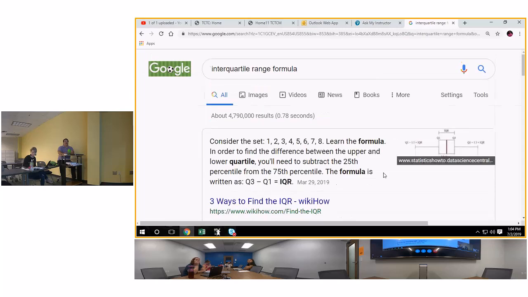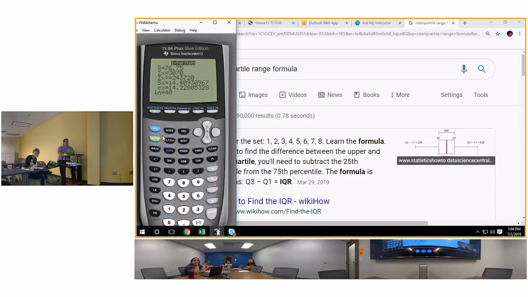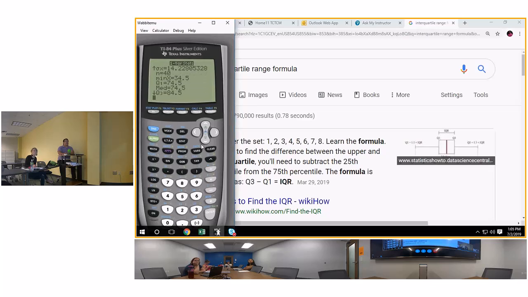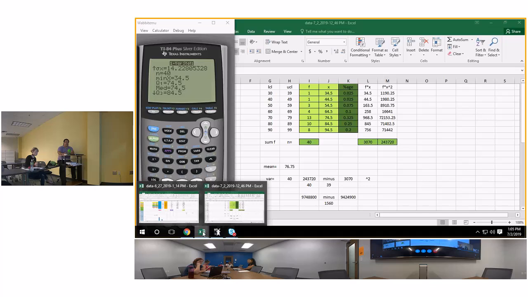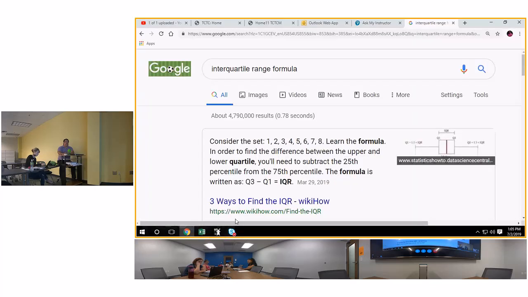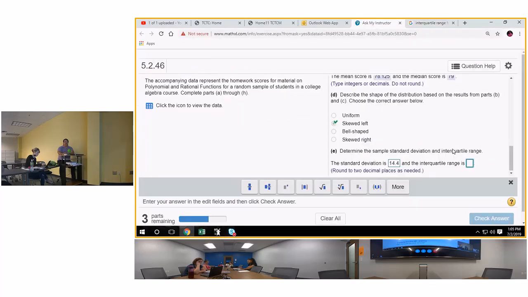So let's go back to your handy dandy calculator. What's the third quartile? The third quartile is 84.5. Write that down. The first quartile is 70. That's the class width, which is 10. I'm trying to find the question. The interquartile range is 10.